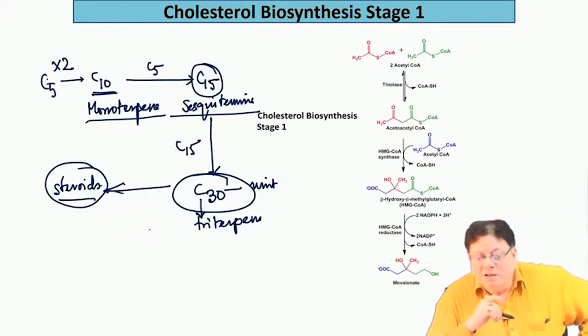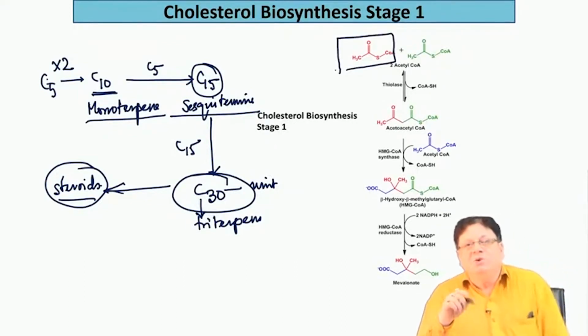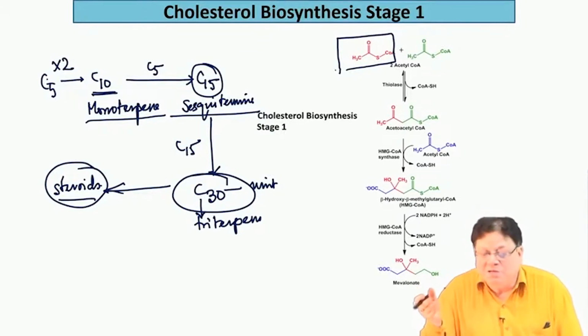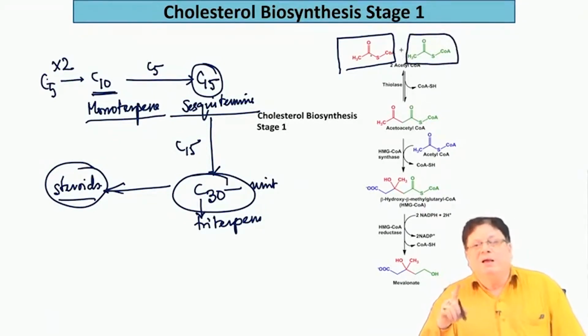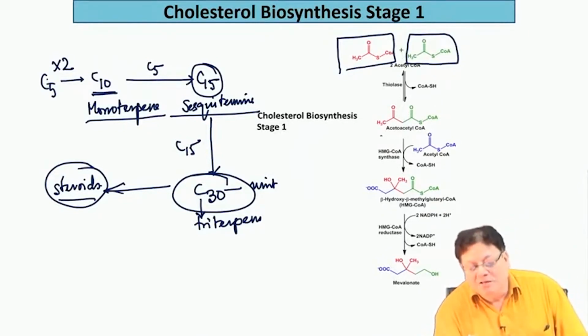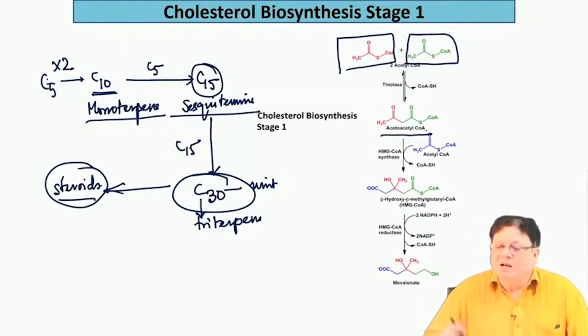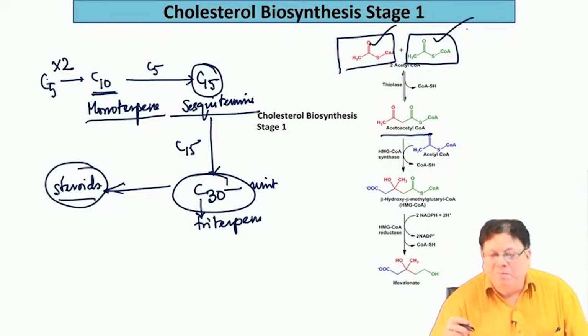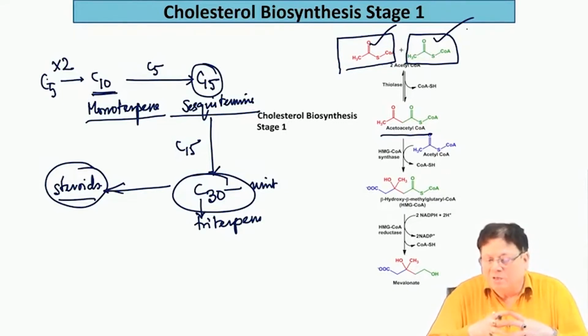Now, let us see what are the reactions that take place. I told you the precursor is acetyl coenzyme A. This chemistry will be easier to understand because we have already gone through the chemistry of the polyketide. In polyketide chemistry, one acetyl coenzyme A and a malonyl coenzyme A combine and form acetoacetyl coenzyme A. But here, interestingly, two acetyl coenzyme A combine directly. It is not a decarboxylative pathway.